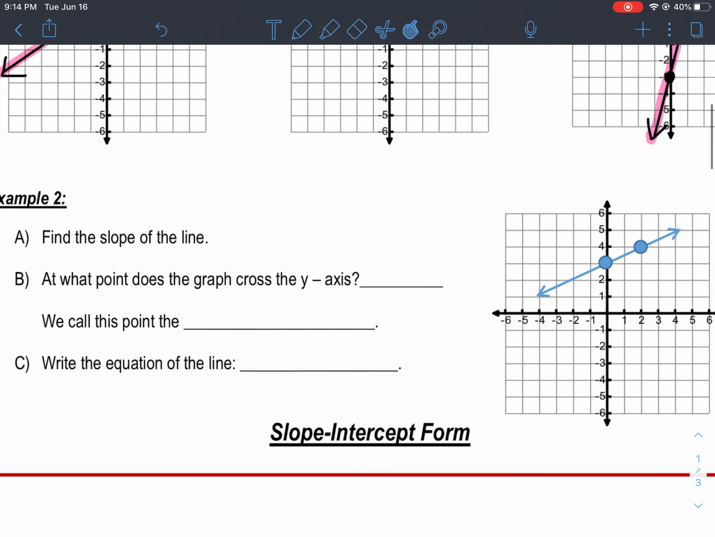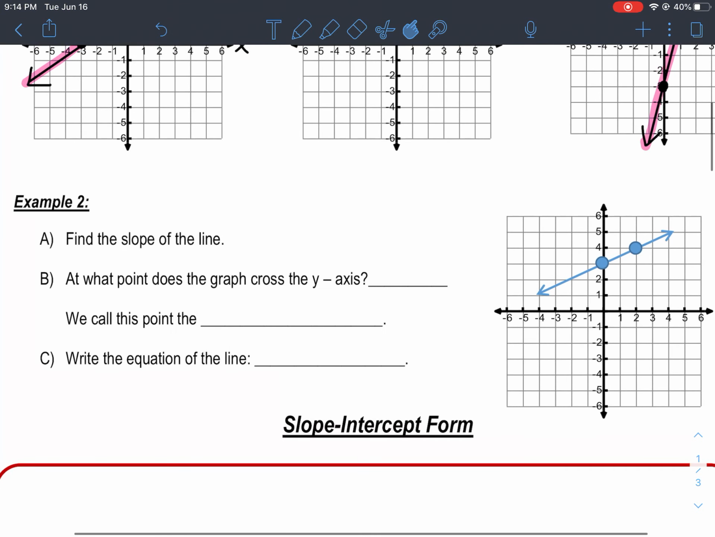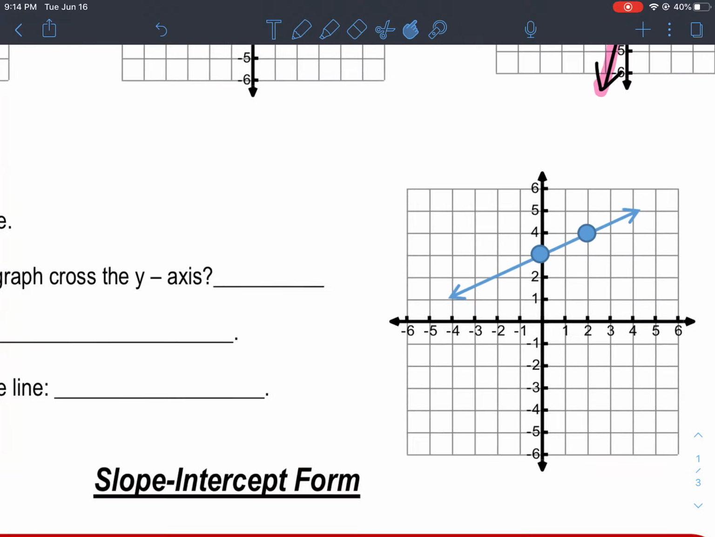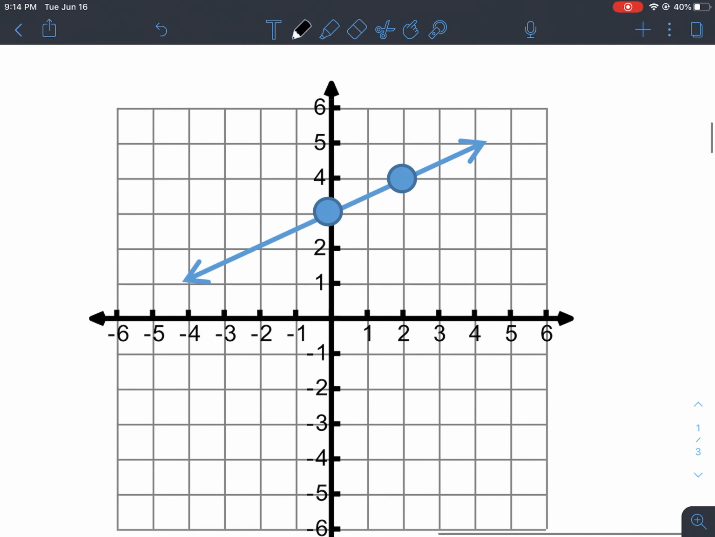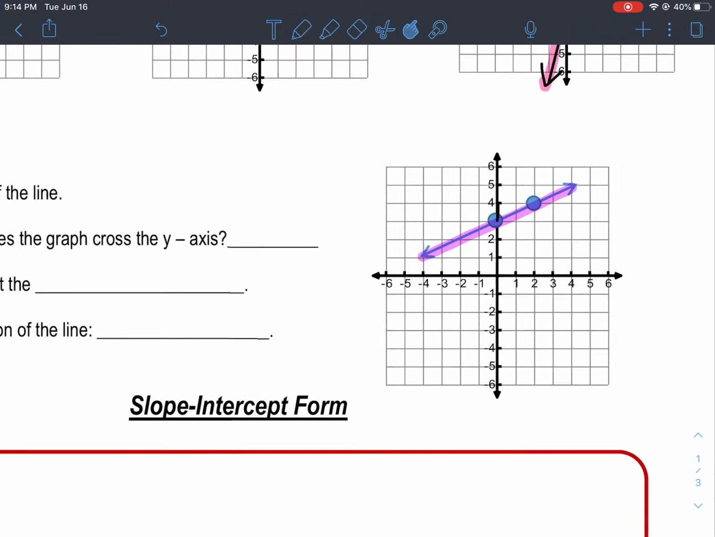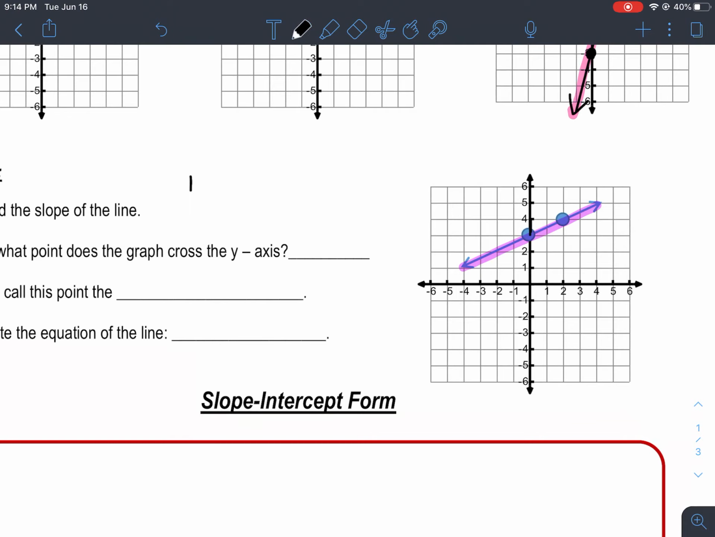Okay, now taking a look at our second example here, the first thing A is asking us is to find the slope of the line. Well, the slope is the rise over the run. First of all, we can tell it's a positive slope because we're going up from left to right. To get from one point to the other, it looks like we're going up 1, which means we're rising 1. So it's definitely 1.